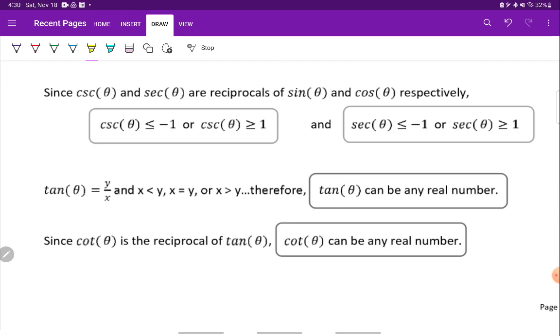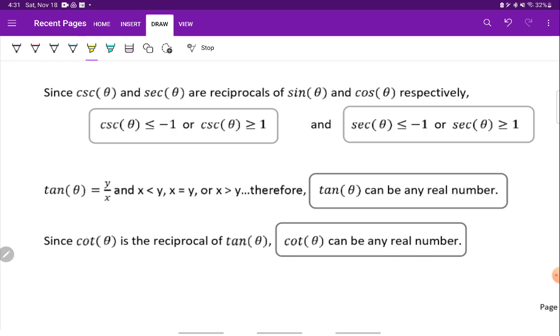Since cosecant and secant are reciprocals of sine and cosine respectively, and sine and cosine have the same range, cosecant and secant are also going to have the same range. The range for cosecant and secant is everything except what's between -1 and +1. So cosecant of theta is less than or equal to -1 or greater than or equal to +1. And the range for secant is also less than or equal to -1 or greater than or equal to +1.